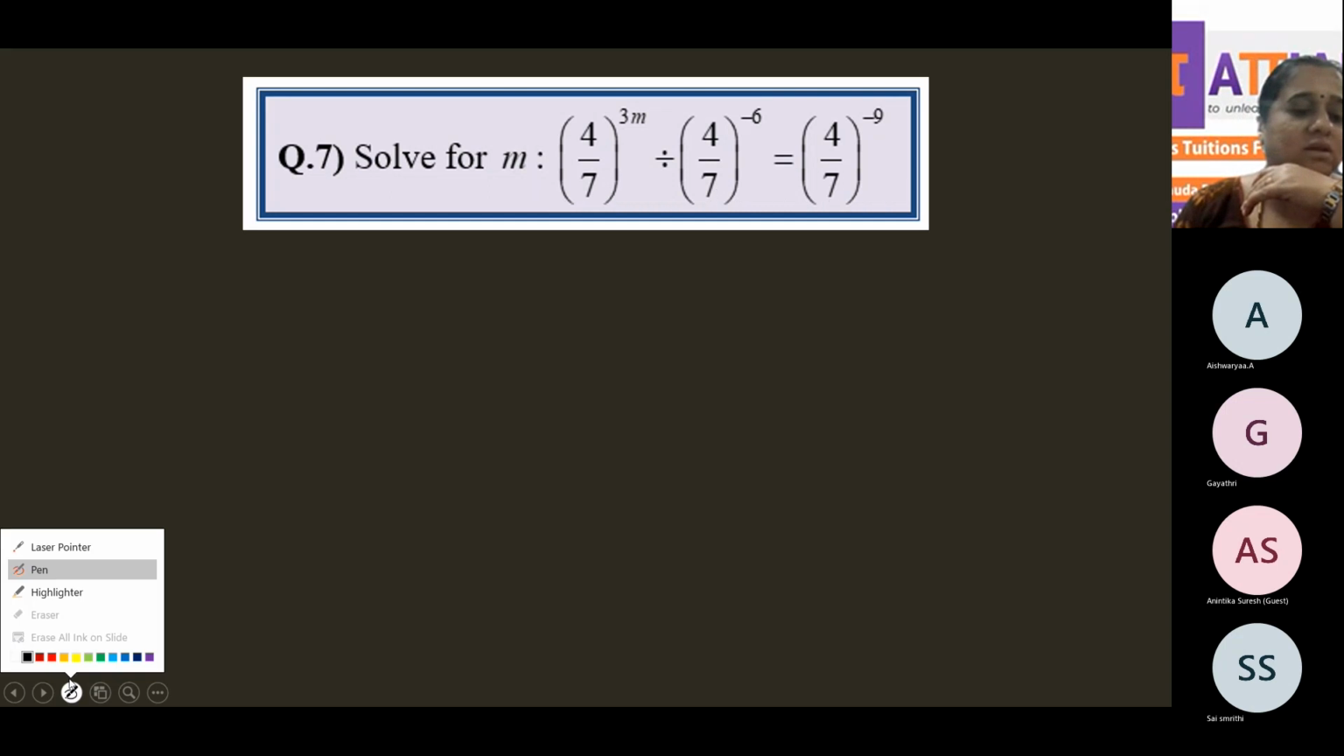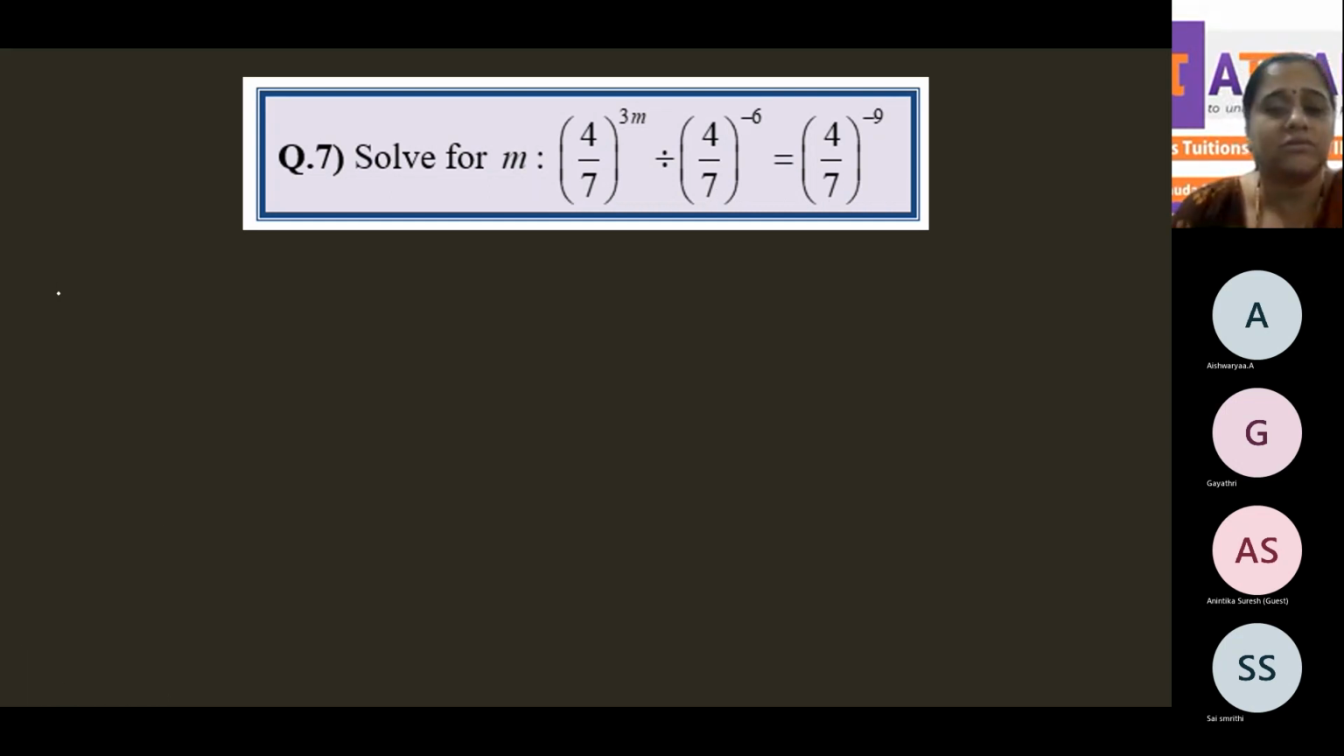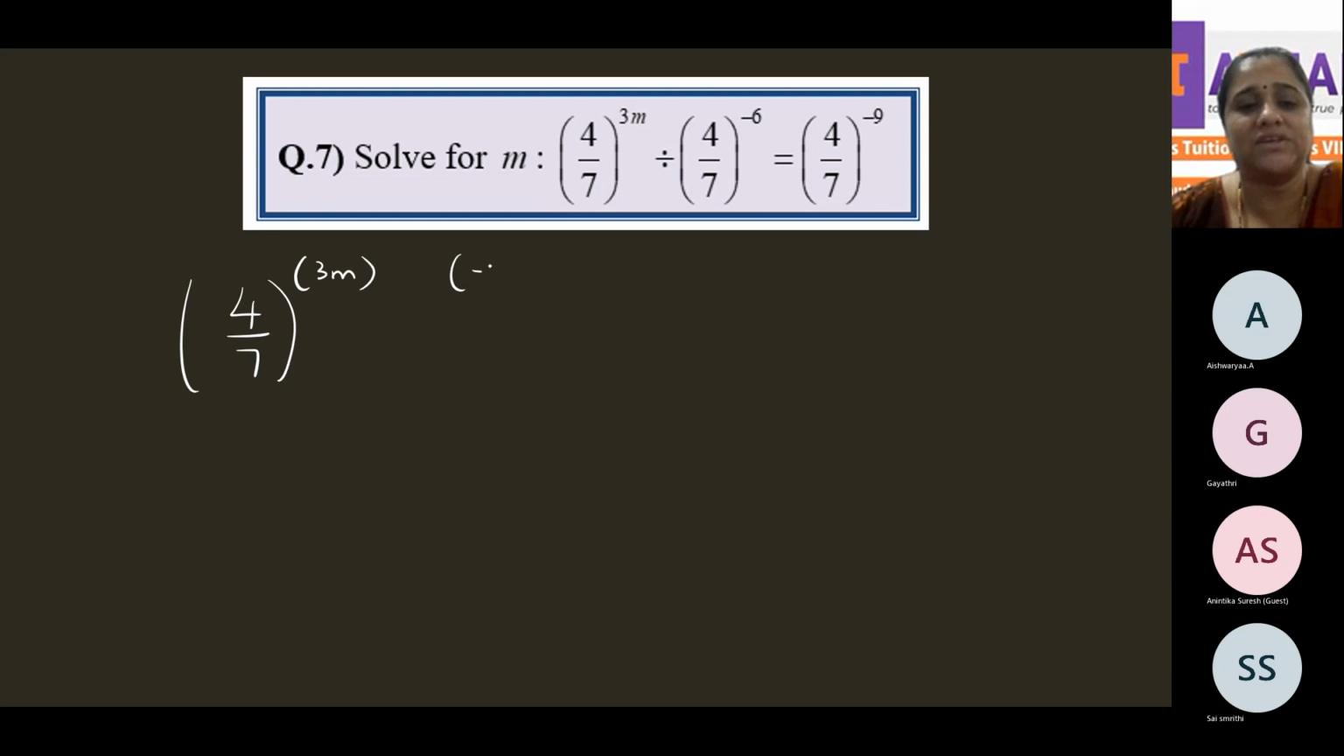So again, using the law of exponents, when bases are same and it's division, we subtract the powers. So 4/7 is a common base in the left hand side, and you can see the operation is division. So we have to subtract the powers. 3m is one power, minus 6 is the other power. You put a minus sign in the middle.